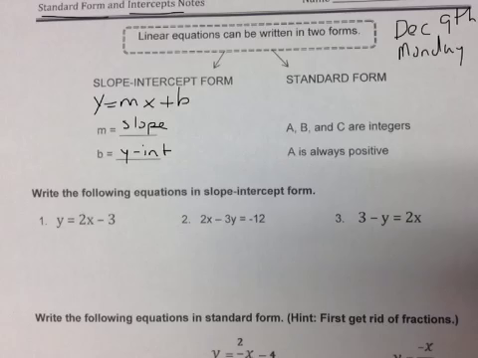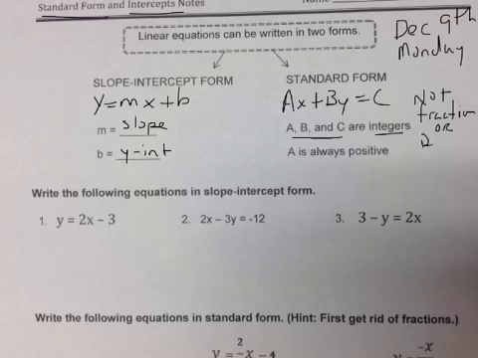This form is called standard form, and standard form is ax plus by equals c, where a, b, and c are integers. Okay? And integers just means that they are not fractions or decimals. And a, the front number, is always positive, so we have an emphasis on making that always positive.